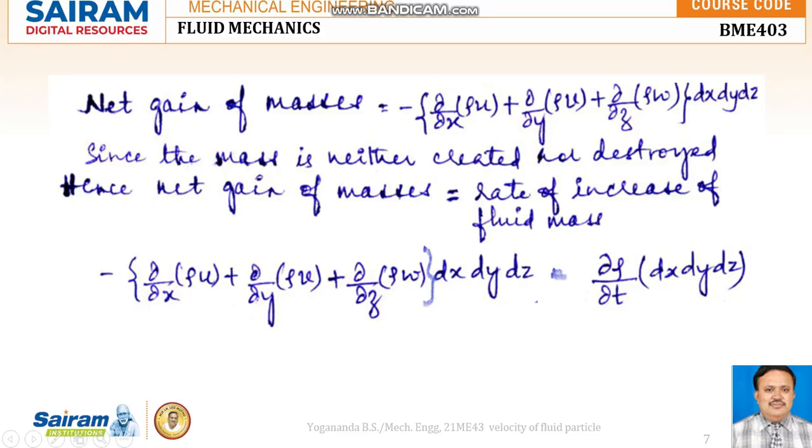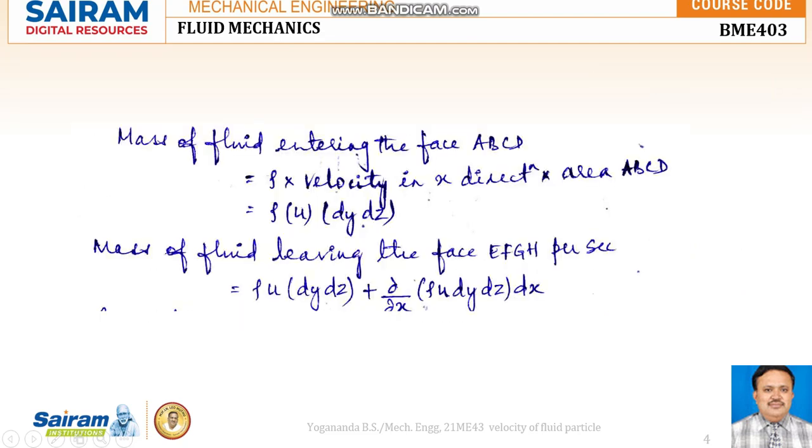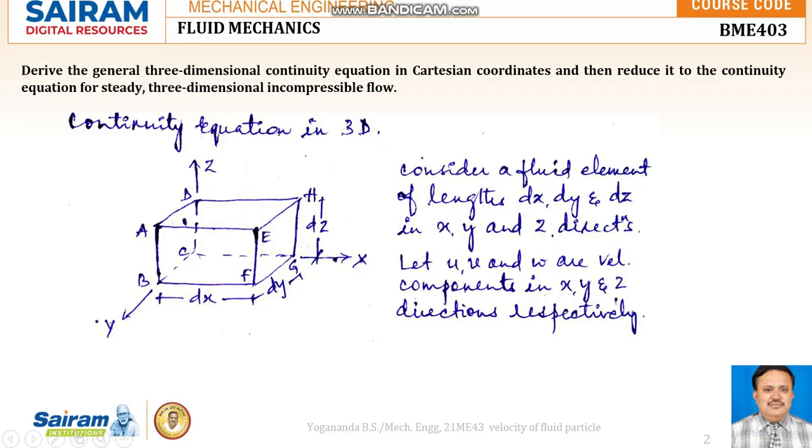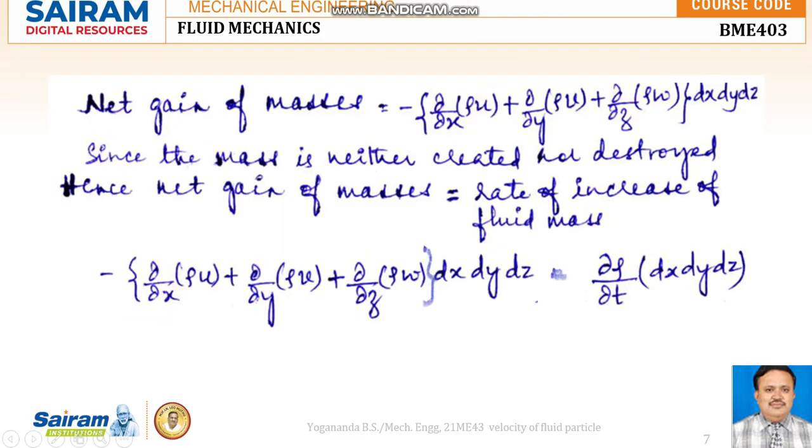Since the mass is neither created nor destroyed, the net gain of mass is equal to the rate of increase of the fluid mass. That is, the mass is entering the face on the left hand side ABCD, travels for a distance dx and leaves the face EFGH. So I have the rate of increase of the fluid mass with respect to time. There is an increase in the fluid mass, that is del by del t of rho dx dy dz. So the net gain of mass is equal to the rate of increase of the fluid mass with respect to the time t.